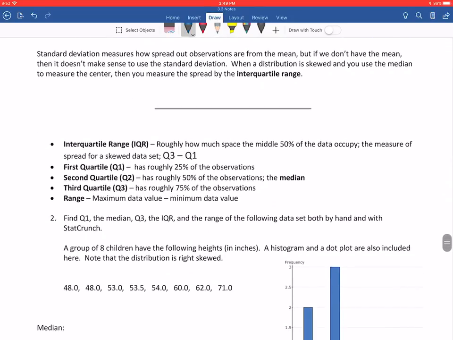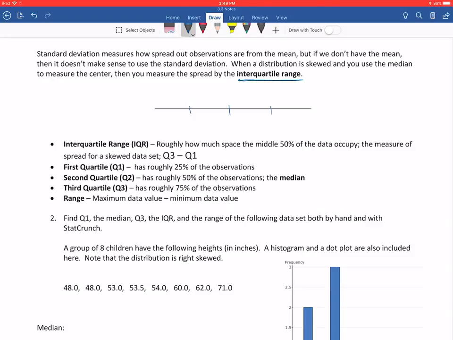Okay, so if you've determined that your data is skewed and you've decided that you would prefer to use the median to describe the center, you're also then going to use something other than standard deviation to talk about spread. And instead, what you're going to use is what we call interquartile range. I'm going to give you a little image here for interquartile range.